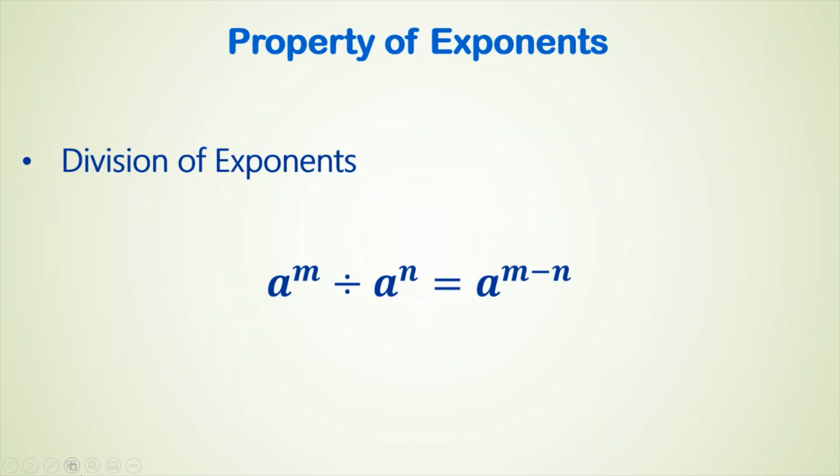Moving on to our fourth property, the division of exponents. If we have two exponents where they both have the same base, so we have a to the m divided by a to the n, that is essentially equal to a raised to the power of m minus n. Okay, keep this in mind, and let's again look at an example problem.